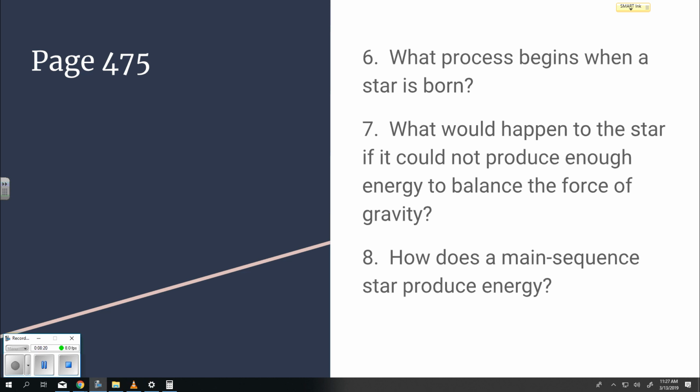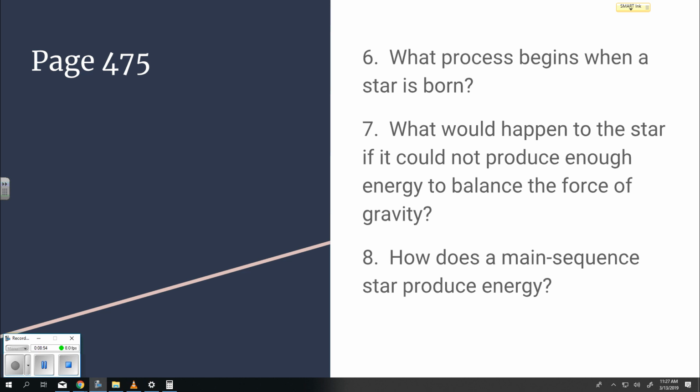Highlight. Temperature continues to increase in a protostar to about 10 million degrees Celsius. Continue highlighting. At this temperature, nuclear fusion begins. High temperatures and pressures cause small atomic nuclei to combine into larger nuclei. Nuclear fusion releases large amounts of energy. Highlight. The start of fusion marks the birth of a star. Continue highlighting. Nuclear fusion can continue for billions of years.